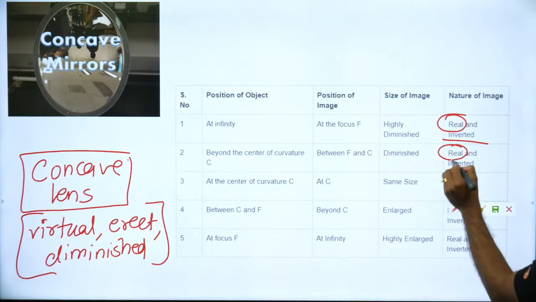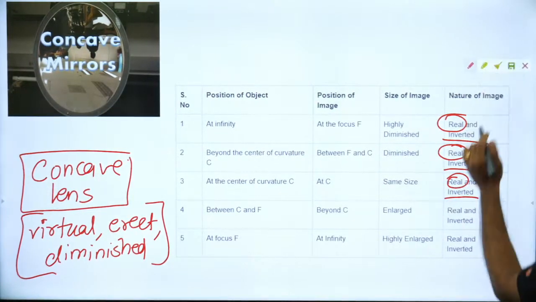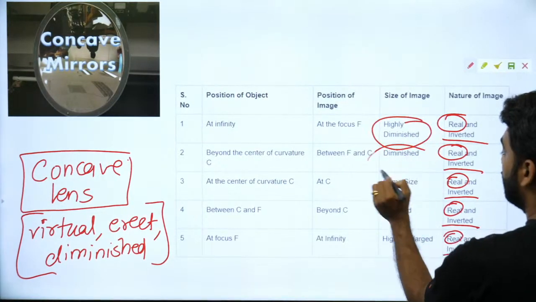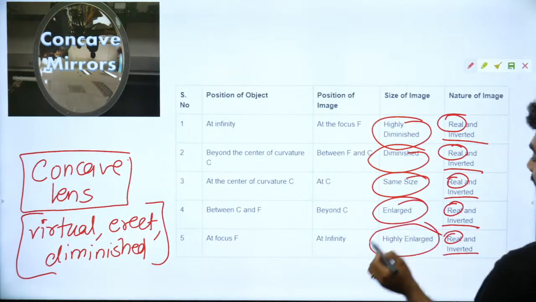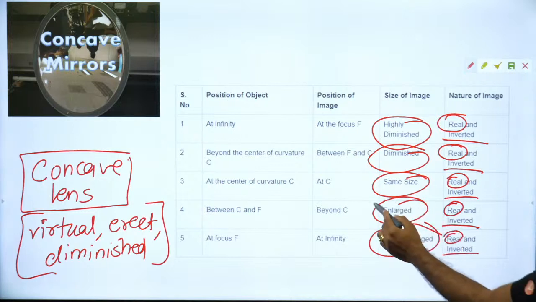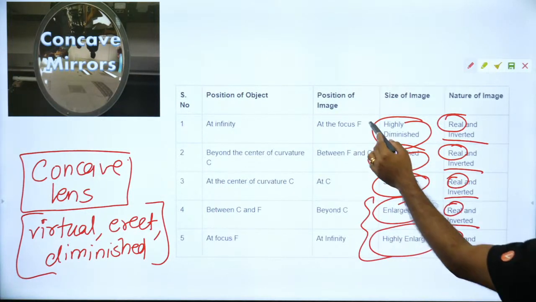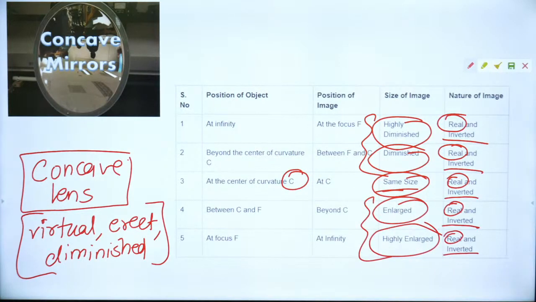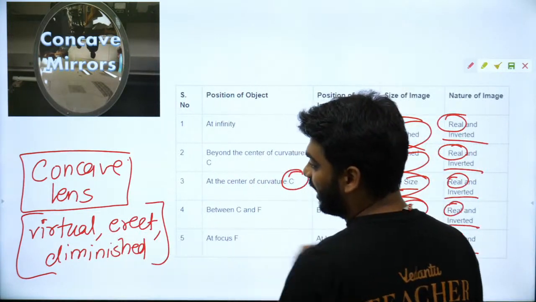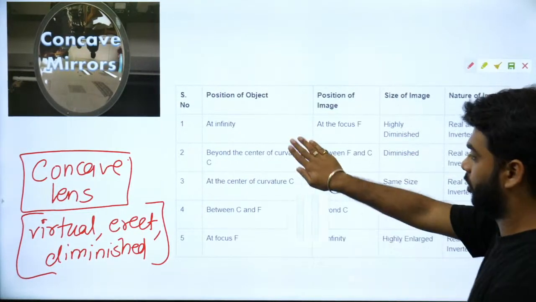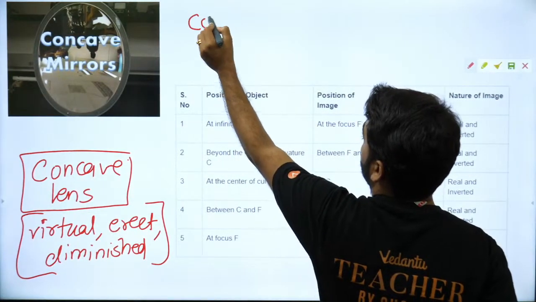Real, inverted. Either diminished, same size, enlarged, or highly enlarged. So when you bring the object closer, it will form an enlarged image. When the object is far, it will be diminished, and when it is at the center of curvature, it will be of the same size. So basically, concave lens is virtual, erect.